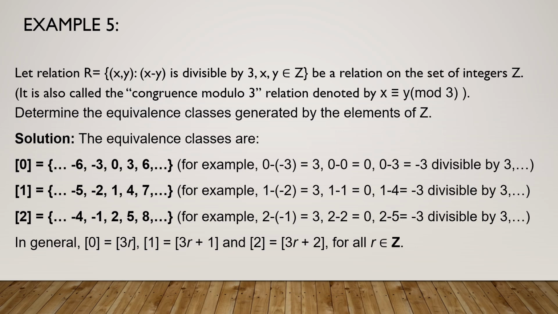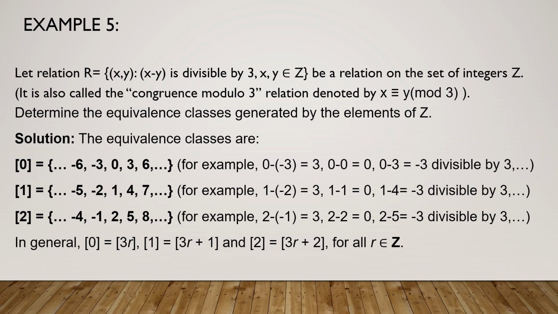The first equivalence class is generated by the element, say, 0. Now what do we mean by the equivalence class generated by 0? It means the set of all those elements which are related to 0. Now is minus 3 related to 0? Yes. Why? Because 0 minus (minus 3), x minus y, is equal to 3. It is divisible by 3. So minus 3 belongs to the equivalence class generated by 0.